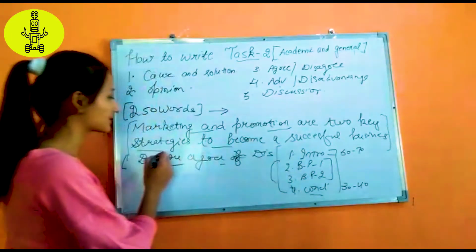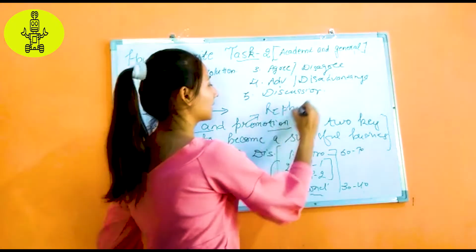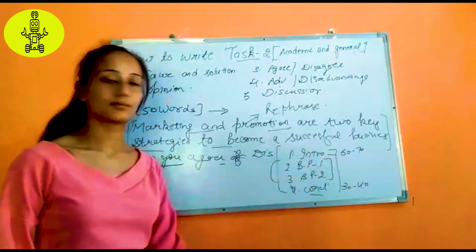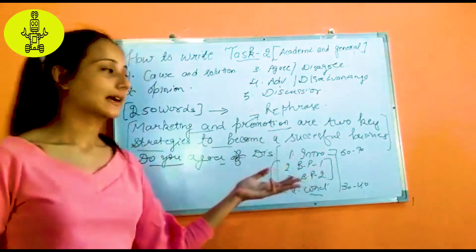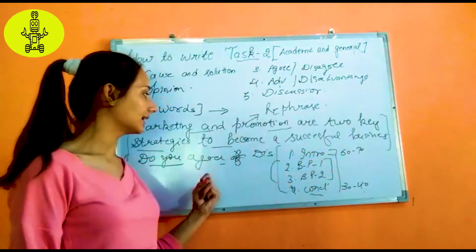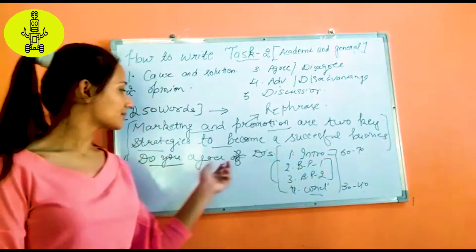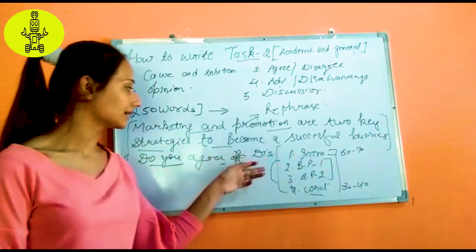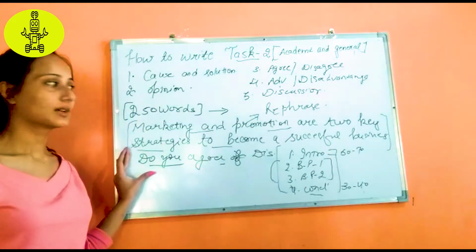What you need to do is rephrase this statement, and then write it down as an intro in your Task 2. Yes, definitely you can rephrase this heading, but after that you need to write the next line: I agree with this paragraph to a certain extent, or I disagree with this paragraph to a certain extent. Whatever it is here, you need to rephrase that also.